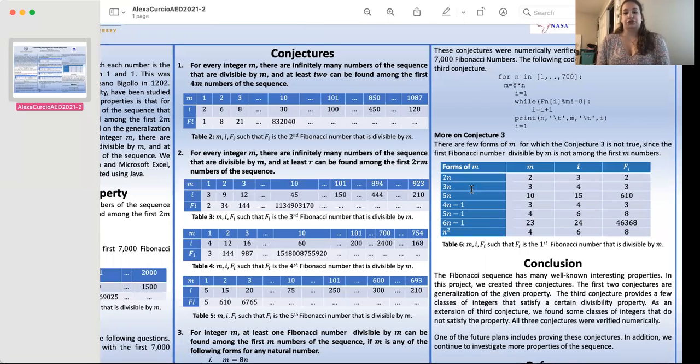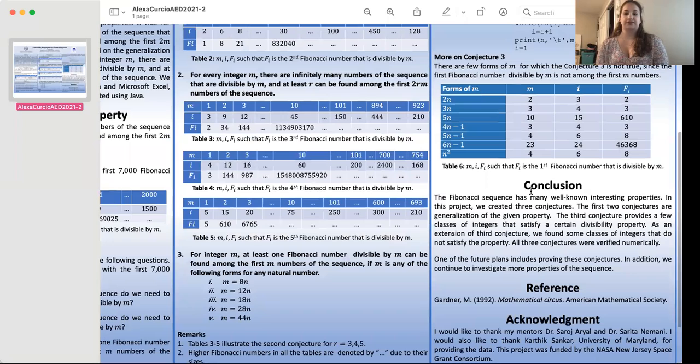Now on conjecture 3, there are also counterexamples that we discovered. So for 5n, m equals 10 and i equals 15, but 15 isn't less than 10, so it will not work for this property. It also doesn't work for 3n since m equals 3 and i equals 4, and 4 isn't less than 3.